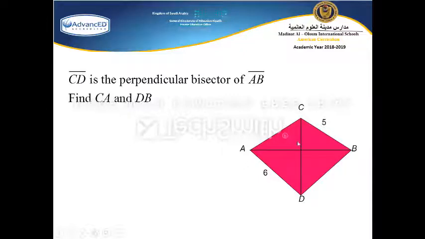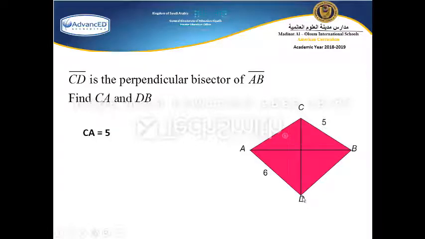Let's solve this question. If CD is the perpendicular bisector of AB, then what about the lengths of CA and BD? Since CD is the perpendicular bisector, point C lies on the perpendicular bisector, so according to our theorem, point C is equidistant from the two endpoints A and B. That means the length of CB equals the length of CA, which equals 5.